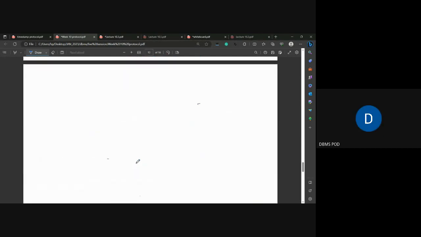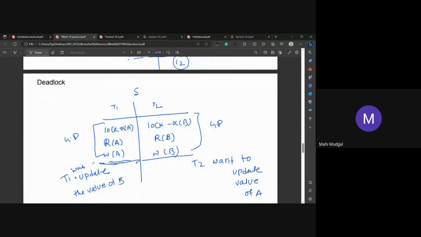Yes sir. Now, sir, if both the growing phase and the shrinking phase are there, then will deadlock still happen? Yeah, we can see that in that position both T1 and T2 want to update the value of B, so both will wait, right? Yes, sir. But if unlock of A is there and unlock of B is also there, then both will perform their transactions.